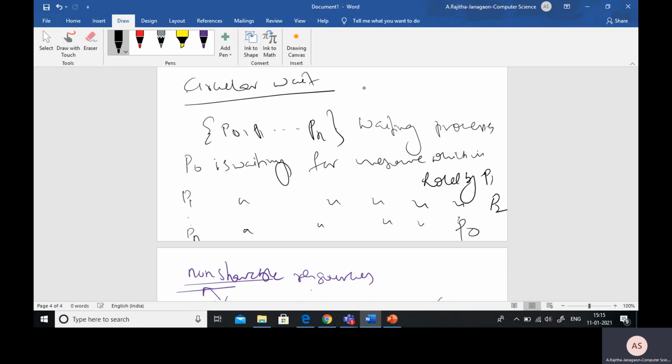That means P0 to P1, next P2, next P3 and so on up to Pn, and again Pn waits for P0. P0 is waiting for a resource held by P1, P1 for the resource held by P2, and Pn for the resource held by P0. In this case also the task never finishes. All these processes never finish, because to execute, a process requires a resource that is already held by another process.